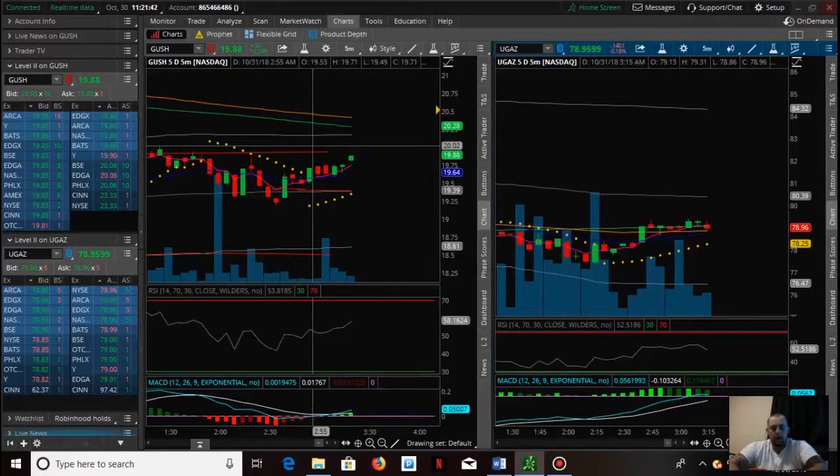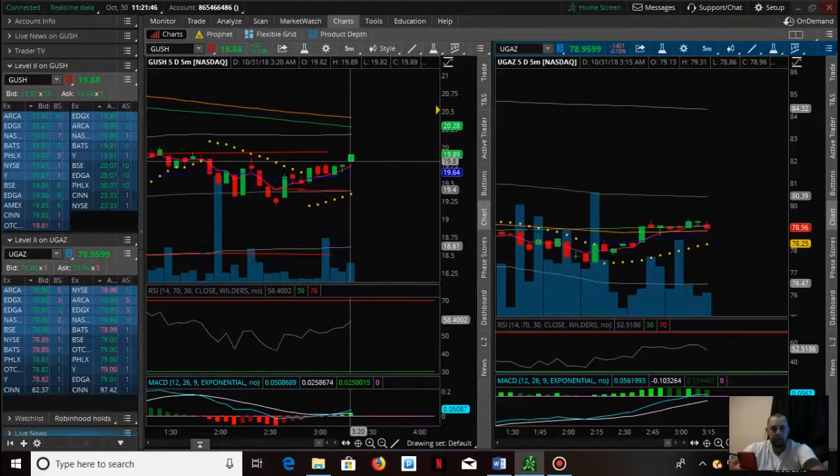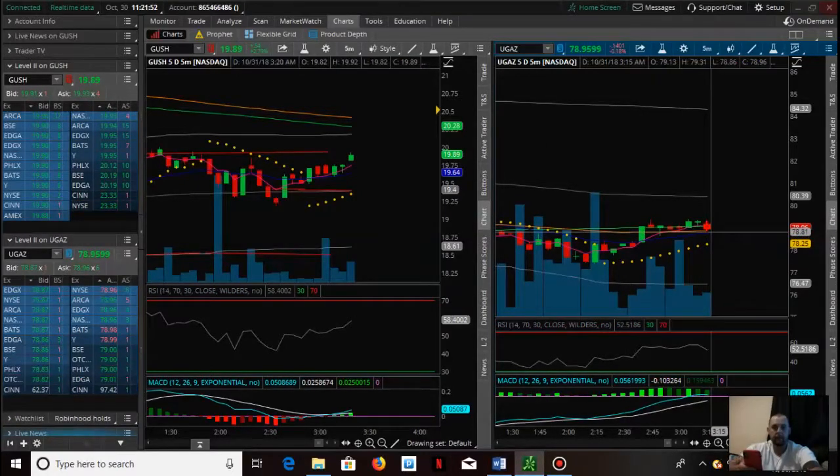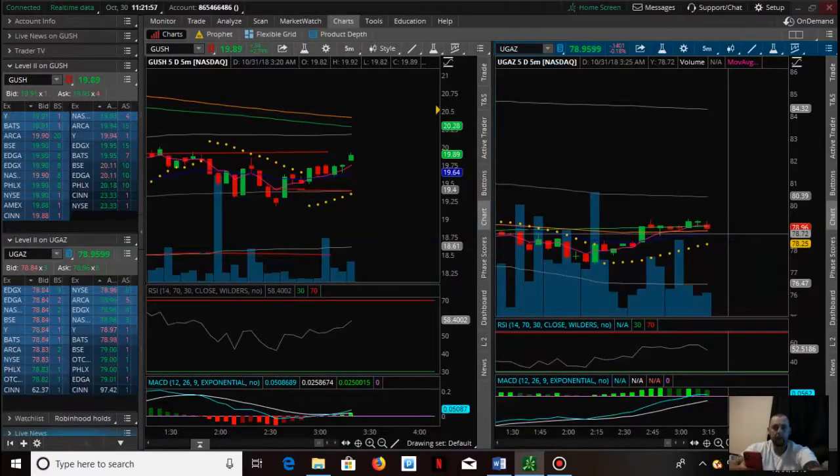Anyways, I have 325 shares in GUSH, which is this one right here, which just took a jump, which was really cool. And I have 94 shares of UGAS. UGAS is coming down and testing this exponential, and then potentially from there moving up. So at this point, my main focus is I'm trying to capitalize on the position in GUSH.